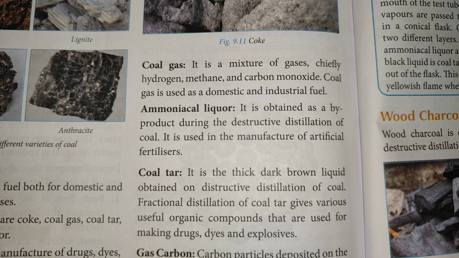Gas carbon. Students, the carbon particles that get deposited on the walls of the container are the gas carbon, and it is used for making the electrodes of the dry cells and the carbon rods of the arc lamps.